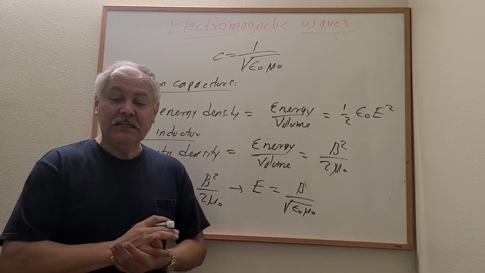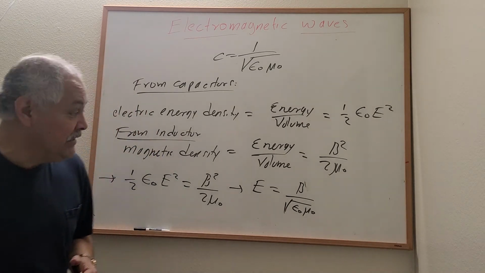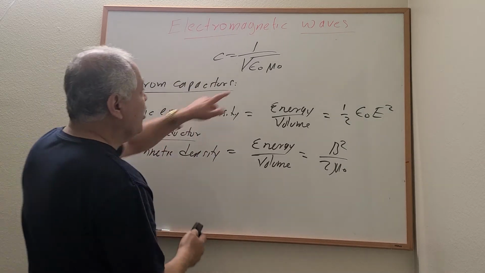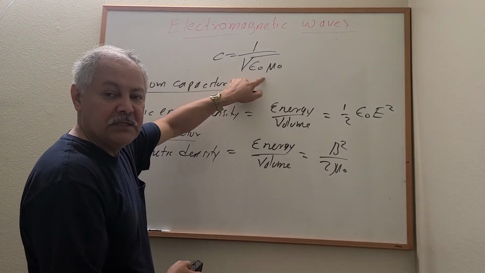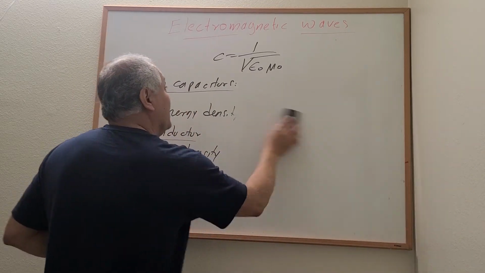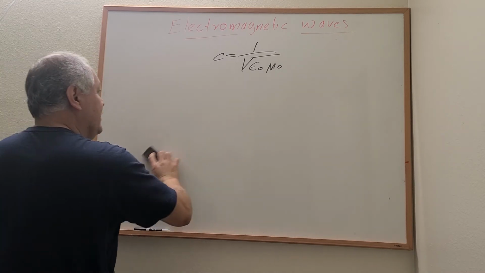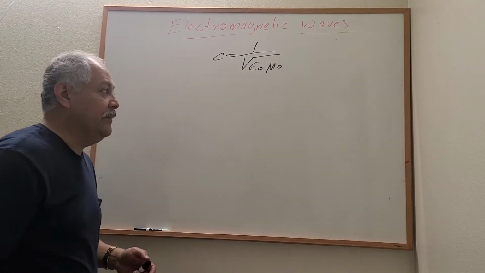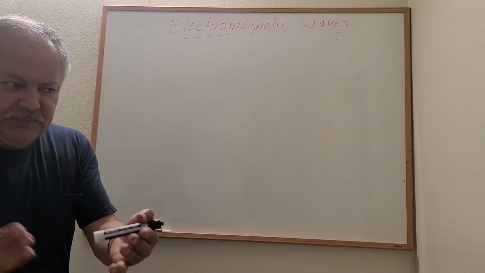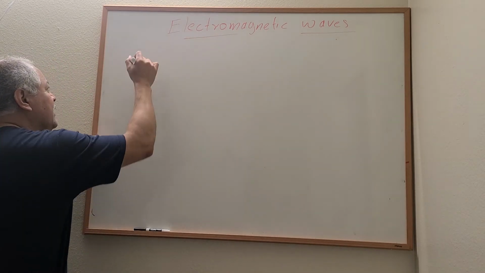Okay, now let's go to the next topic. These constants are given in books, so we apply the constants right there, and we get the answer, which is the speed of light. Okay. Now let's go to the last topic for this lecture. The last topic is going to be intensity.